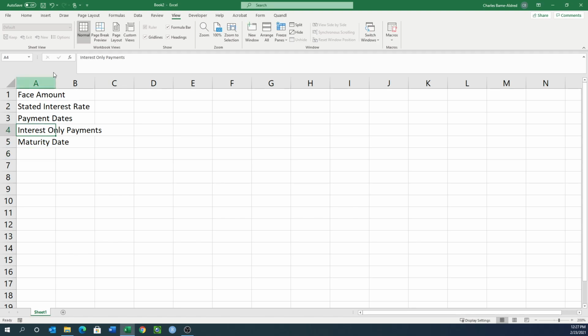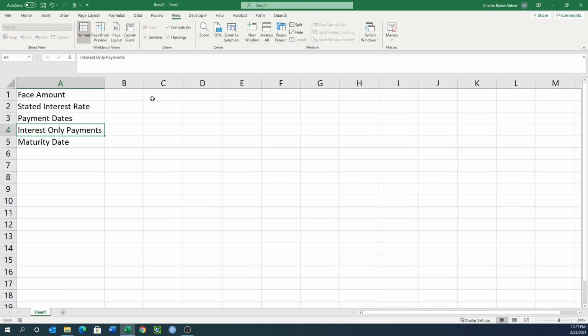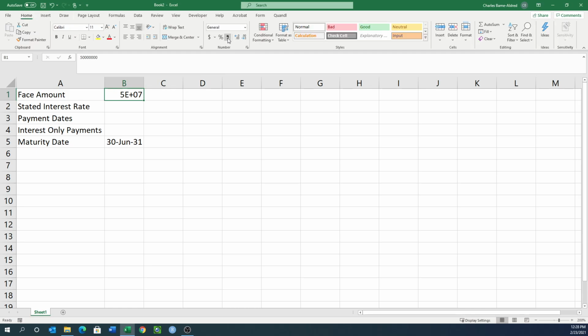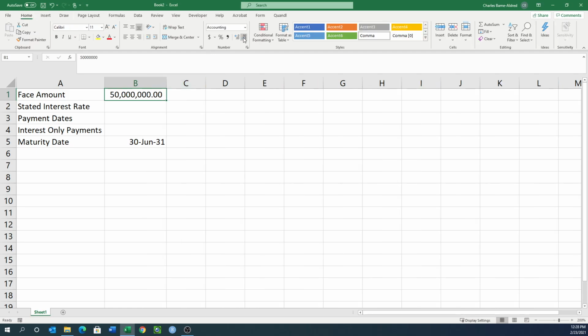Okay, so let's assume that we are planning on issuing this, say, July 1st, and we're just trying to get a feel. So the maturity date is going to be June 30, 2031. It's going to happen 10 years from now. Interest-only payments, okay, that's good. The face amount, let's go out and raise $50 million. Let's put that in, and get a better format for that number. 50 million, I like that.